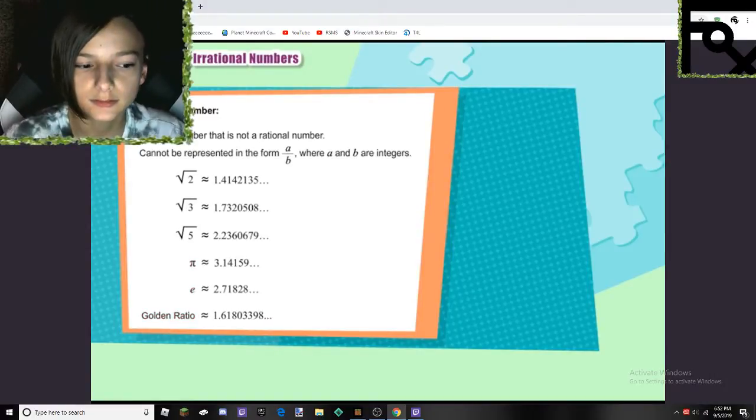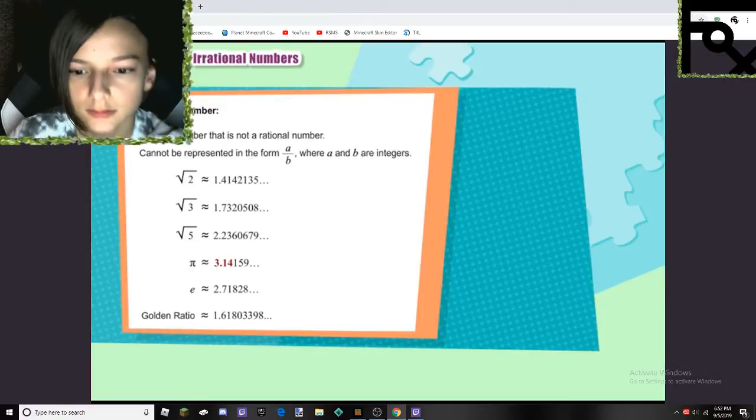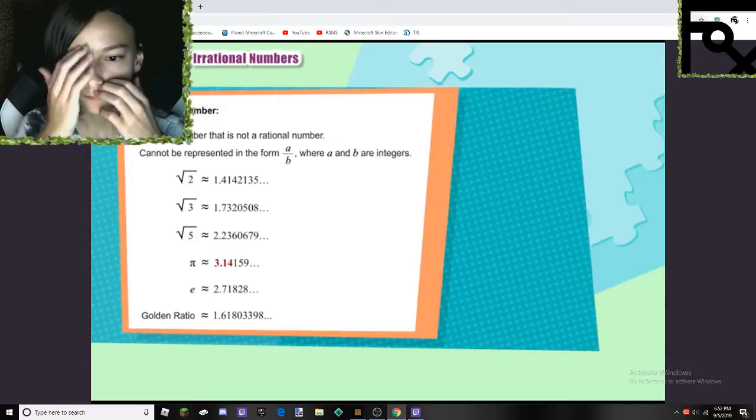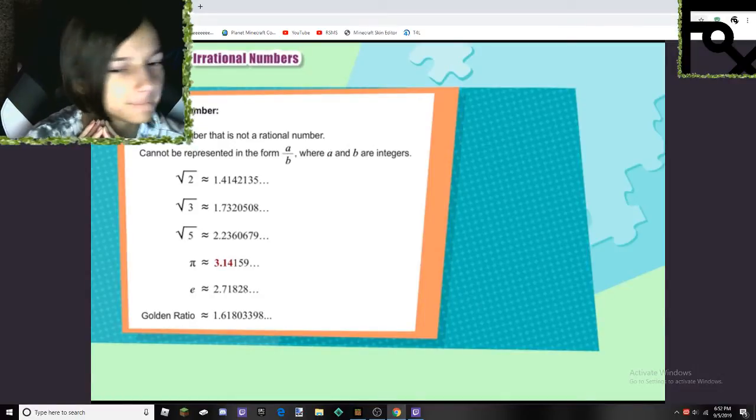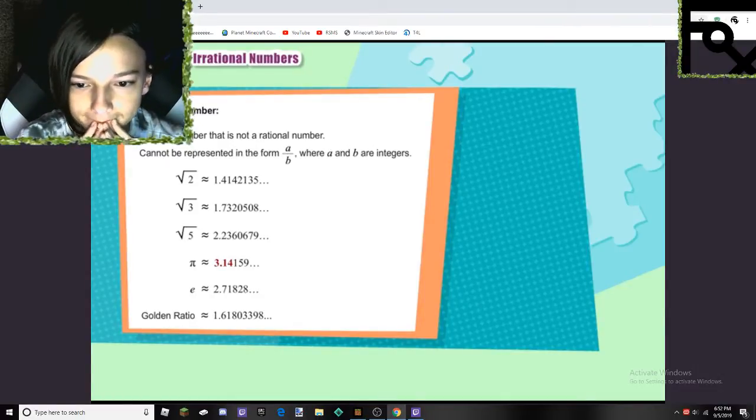Sometimes you may see pi represented as 3.14 or something similar. But it's important to know that this is only an approximation of pi. Pi is actually a non-terminating, non-repeating decimal that starts with 3.14159, and so on. The actual value of pi is an irrational number. No sequence of digits continually repeats one after the other in the decimal representation of pi.